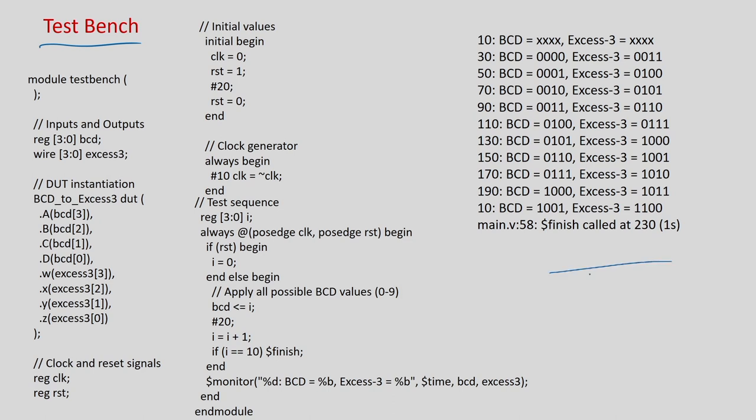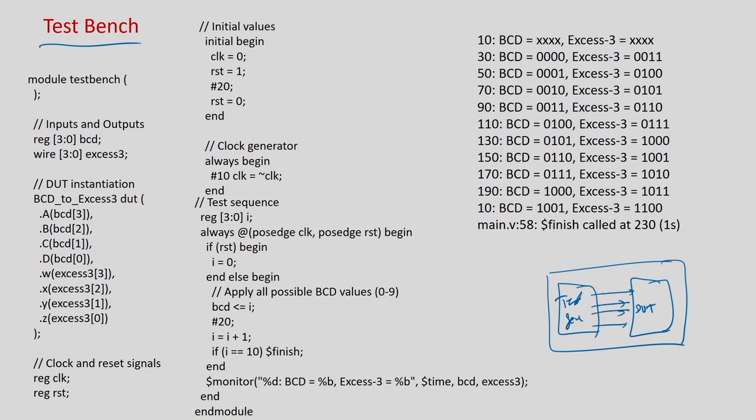Ideally, in a test bench, you will have to instantiate this BCD to XS3 module as DUT, and then you should have a test generator, a test sequence generator, that will give me these inputs, right, and the DUT output will be compared with the actual values. Okay, so here I wrote this test bench, and I have not specified this test sequence generator as a specific module, but I just put it as a part of this test bench itself.